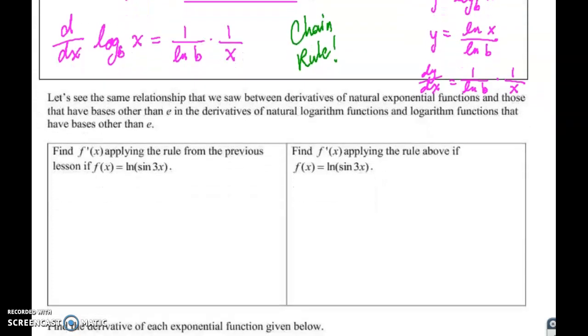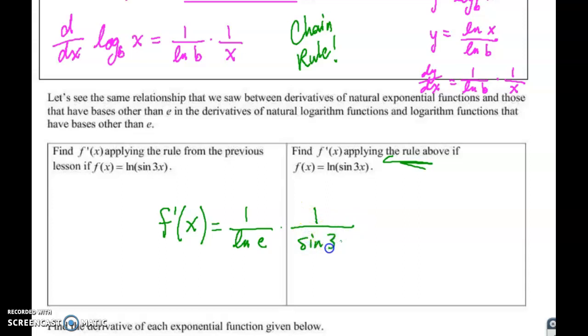So just like before, how we could sort of explain away certain things is the implied base. So I'm going to do these at the same time. In previous lessons, we just said that this derivative was 1 over sine of 3x and then the chain rule. Well, if we do it using the rule above, it still works, because what you're looking at is 1 over natural log of its implied base of e times 1 over sine of 3x times the derivative of sine, which is cosine, leave 3x alone, times 3.